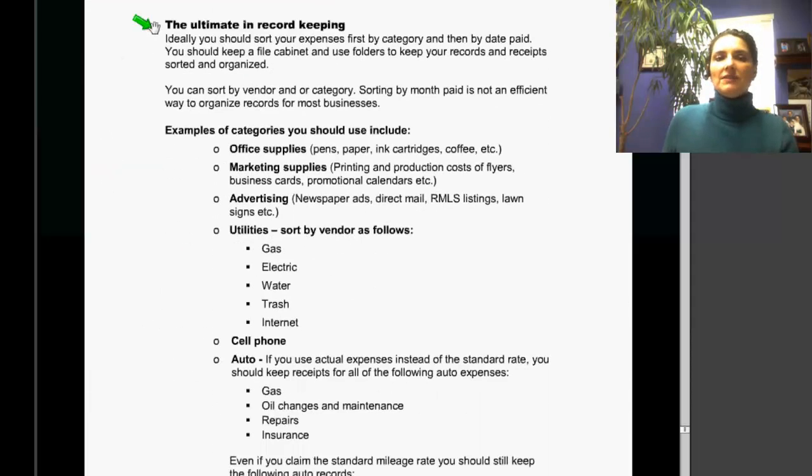So let's look at the ultimate in record keeping. In my perfect dream world, this is how every client would come to me. Ideally, you should sort your expenses first by category and then by the date paid.